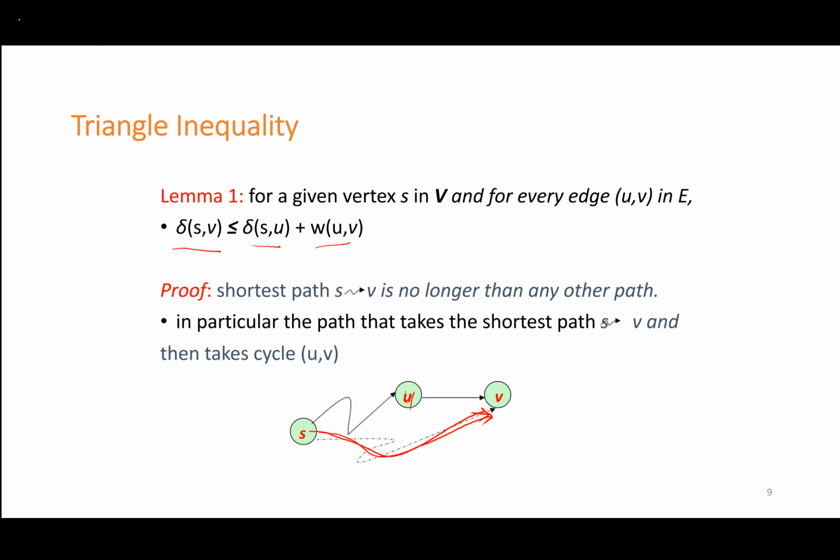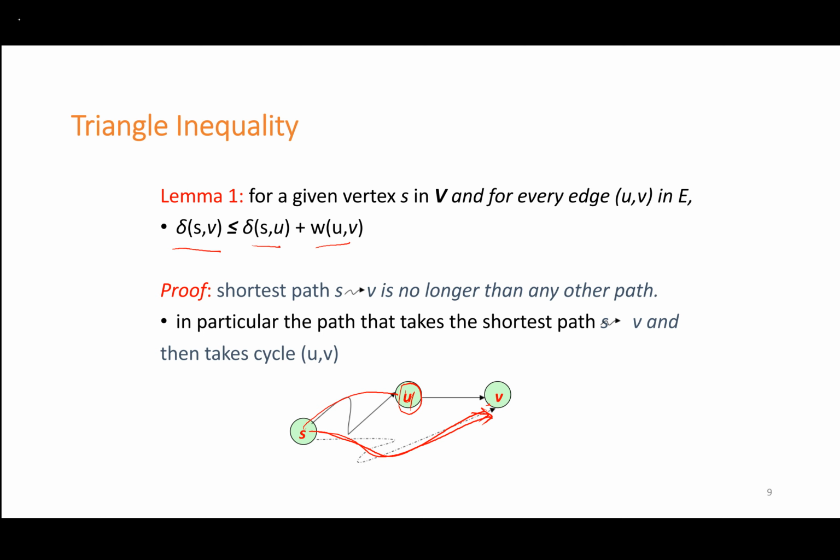The shortest path from S to U should be upper bounded by the shortest path weight from S to V through U, right? So we guarantee this, since we need to reach from S to U. If we need to go through U, then the shortest path should be upper bounded by the shortest path from S to U plus the edge weight from U to V.